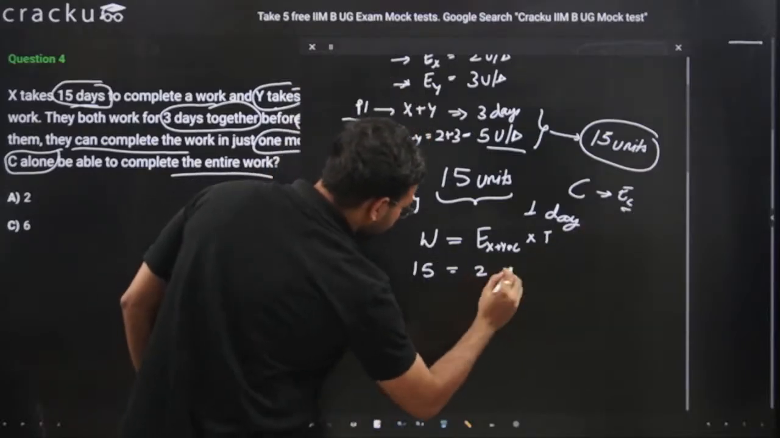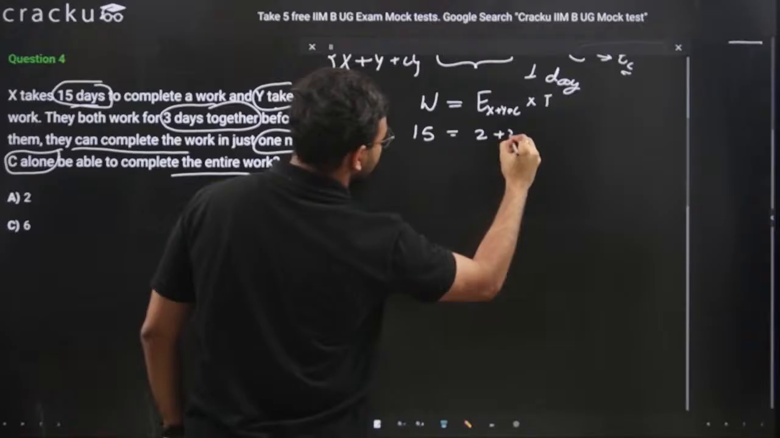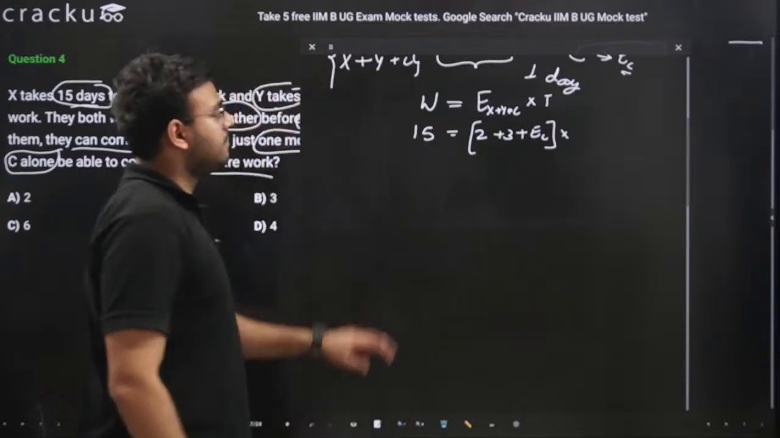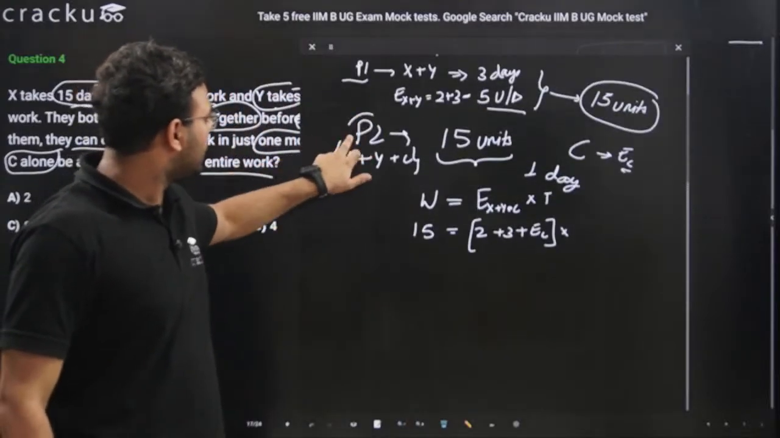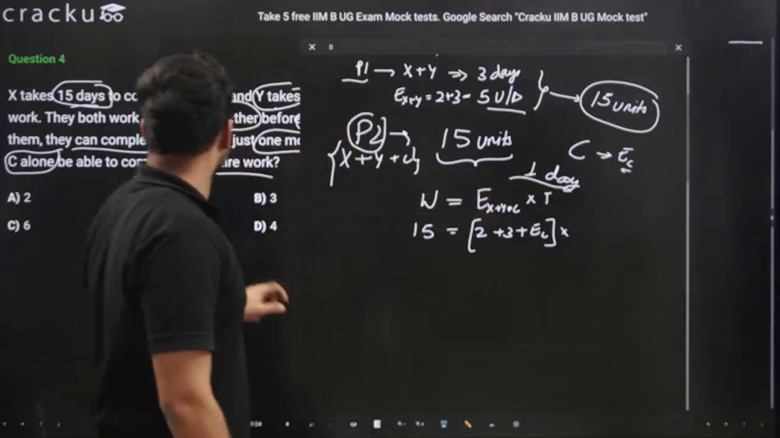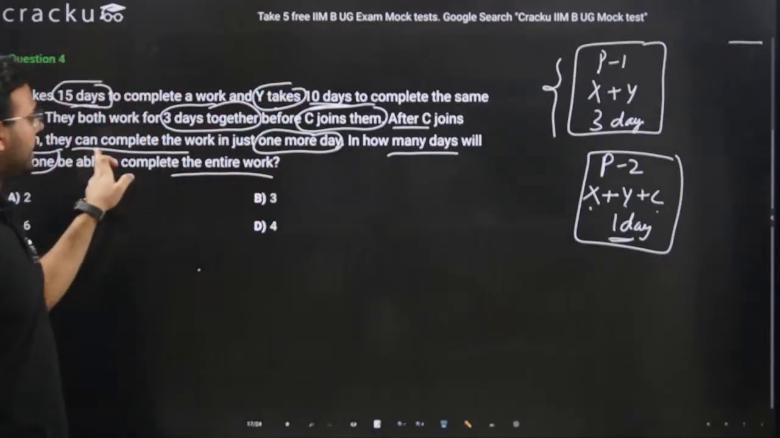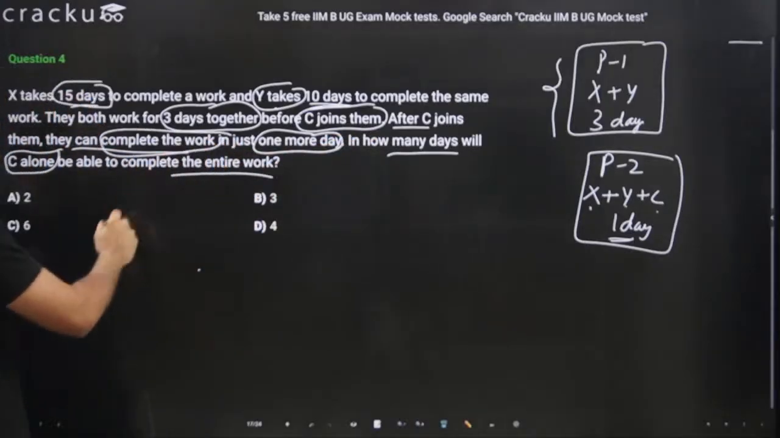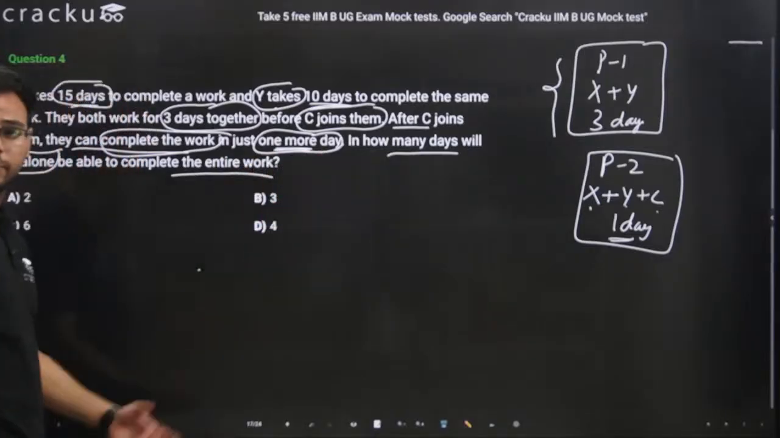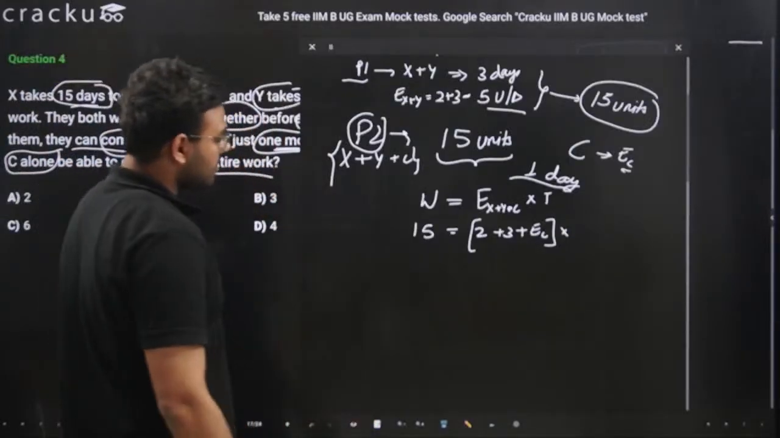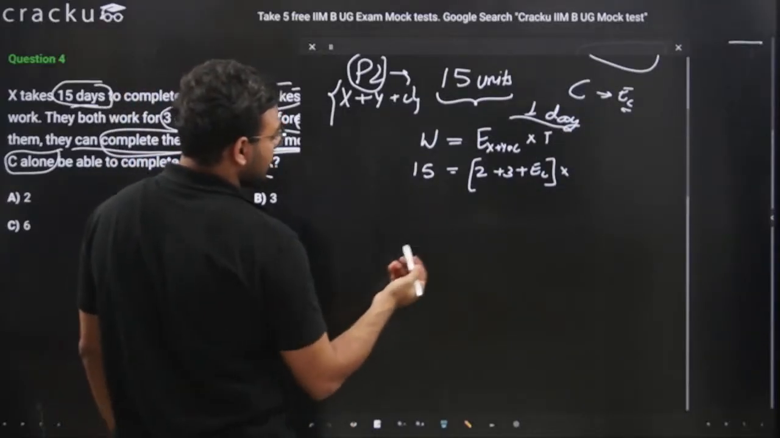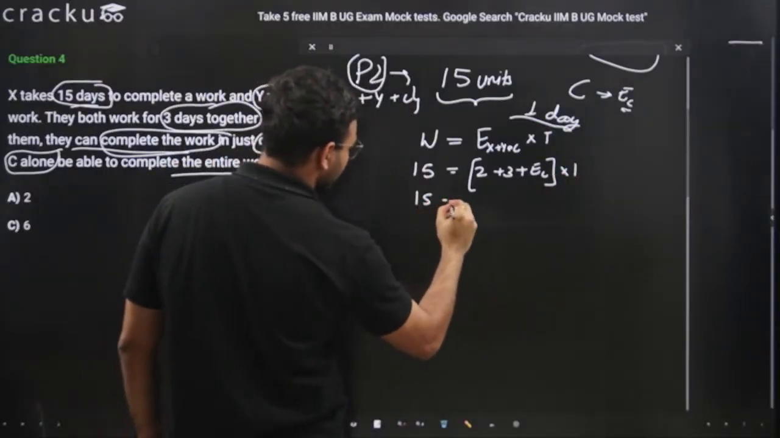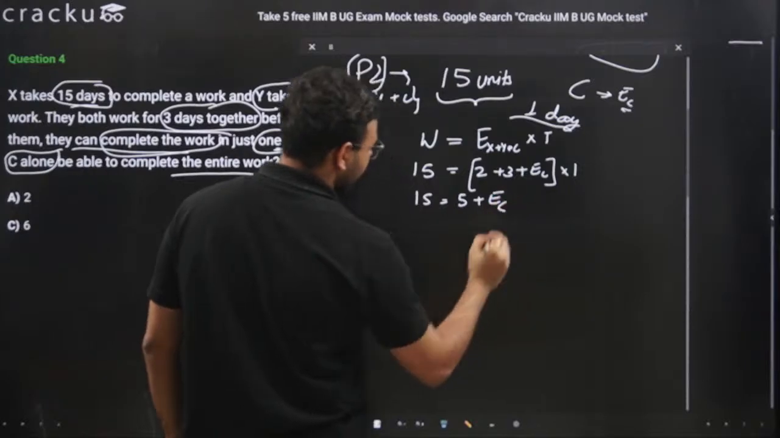So I can write 2 plus 3 plus EC, multiplied by the time they have to complete the entire phase 2 work, which is 1 day. It is given in the question that after C joins, in phase 2, they can complete the work in just one more day. So 15 is equal to 2 plus 3 plus EC, into 1. So I can write 15 is equal to 5 plus EC, the efficiency of C.